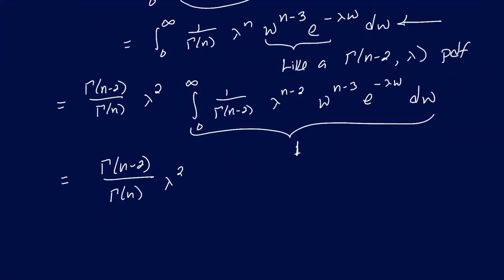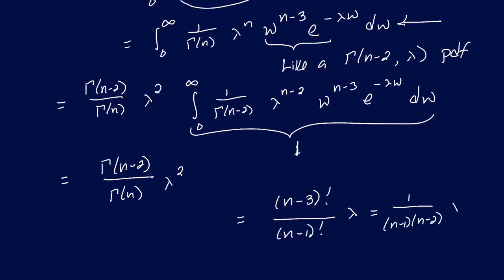So we can simplify this to be n minus 1 factorial, and on top here, n minus 3 factorial. So here's why we needed n to be greater than or equal to 3, or one of several reasons, because if it wasn't, then this would not integrate to 1 and would actually blow up. So this is 1 over n minus 1, n minus 2, lambda squared.